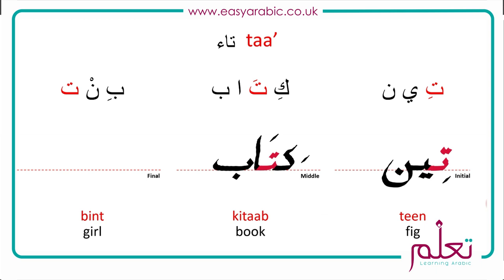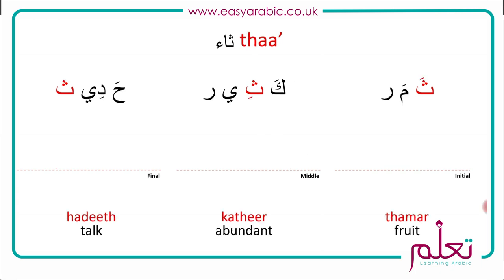Then we have bint, so that's a ba. Letter noon, and the letter ta, bint. So then we have the letter tha, and the first word is thamar, which is fruit. So the letter tha starts like this. Then we have the meem. And then the ra, thamar.